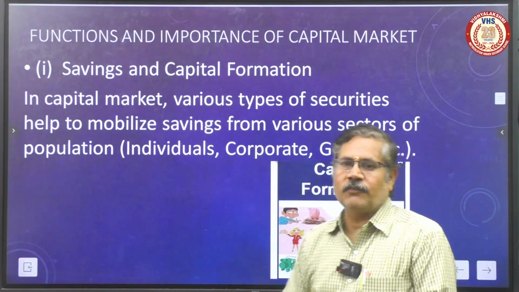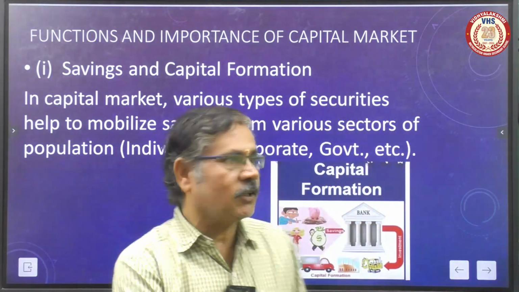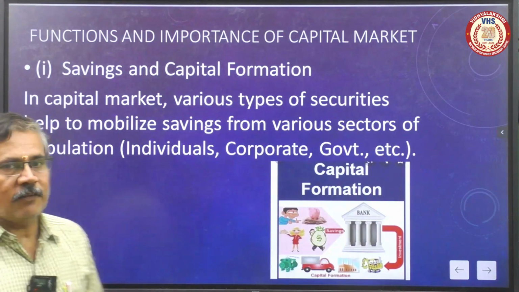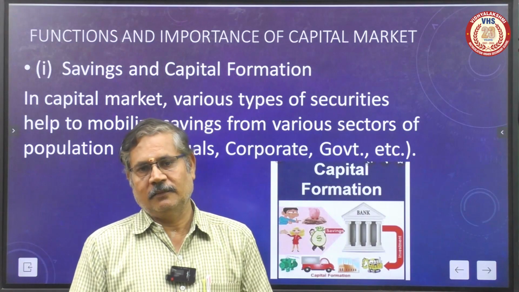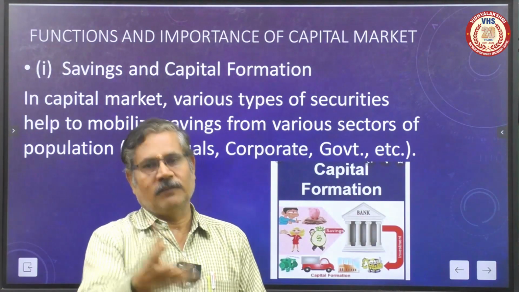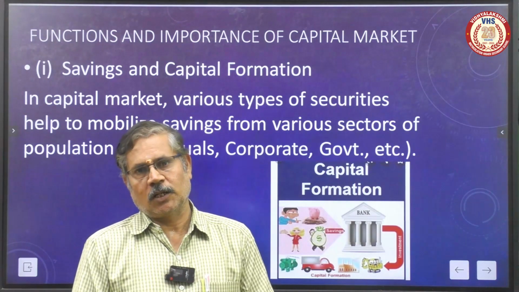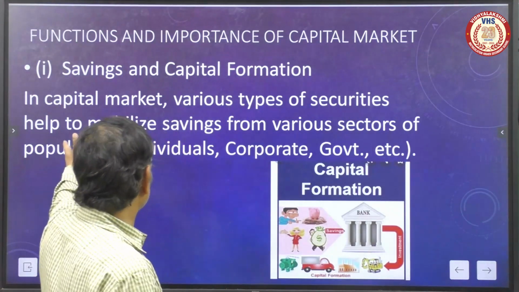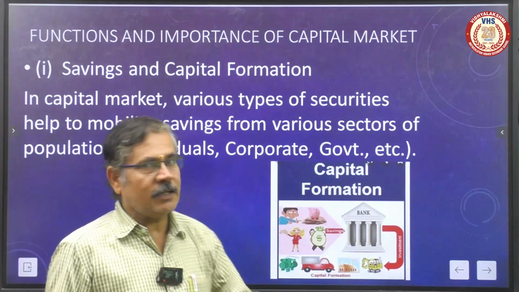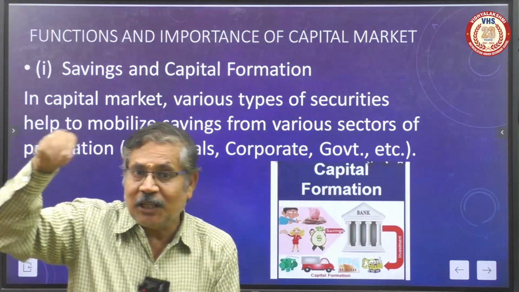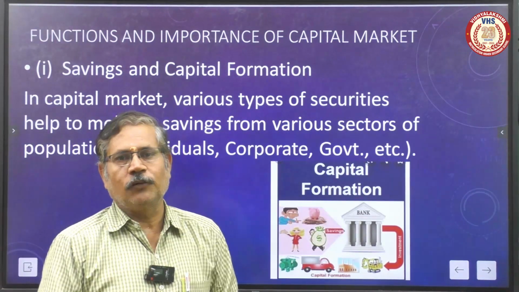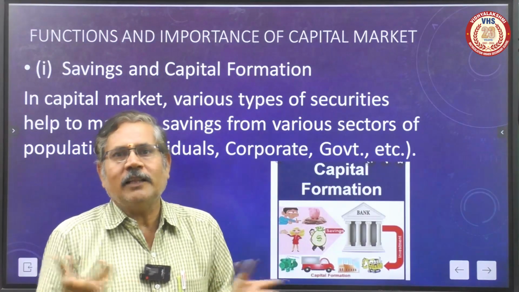Functions and importance of capital market. So, what are the functions and the importance of the capital market? First one, savings. How to save the money? We will give ideas to the new investor, the collective investor, the old investor. The capital market has various types of securities for mobilizing savings. Don't keep your money in your bank, it is a waste.